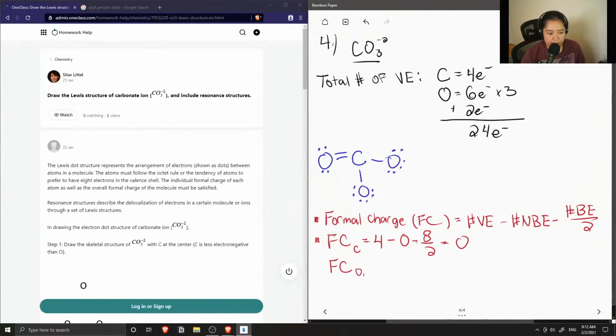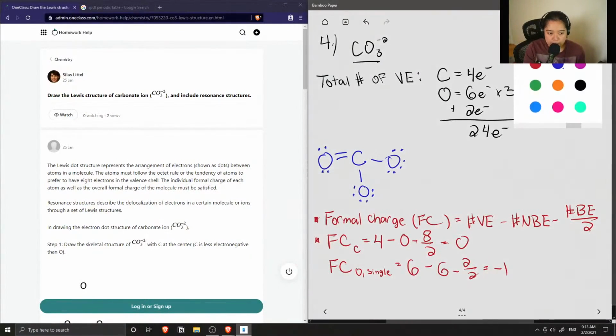So now let's calculate the formal charge of a single bonded oxygen atom. So oxygen has valence electrons equal to 6. And on a single bonded oxygen, there are 6 non-bonding electrons. And a single bond, so we have 2 bonding electrons divided by 2, which gives us a formal charge of -1 for both of the oxygen atoms. So we can show this on our molecule.